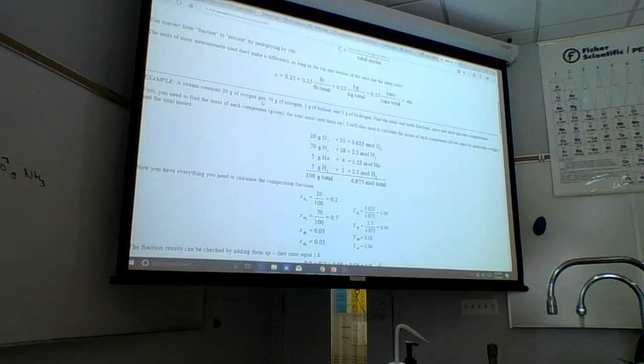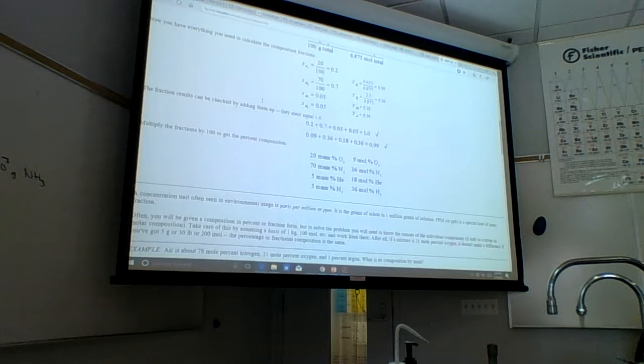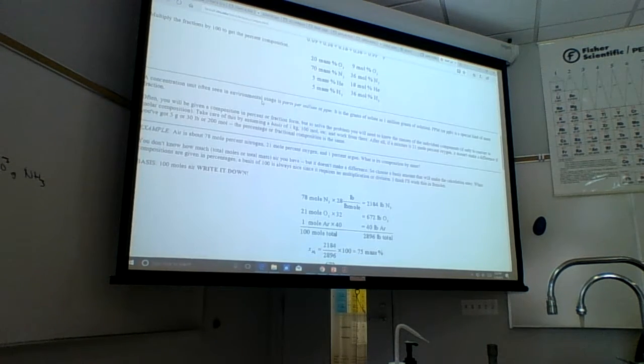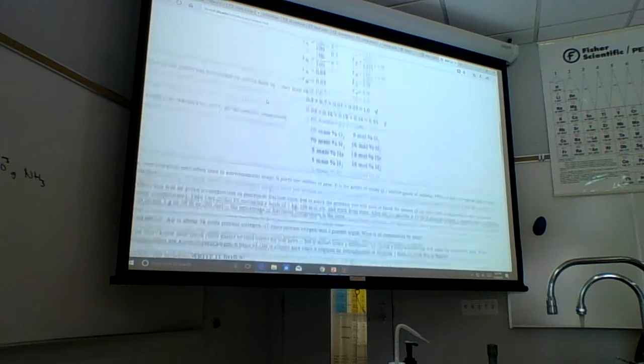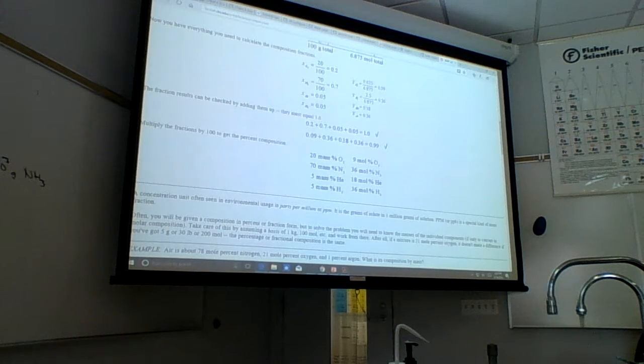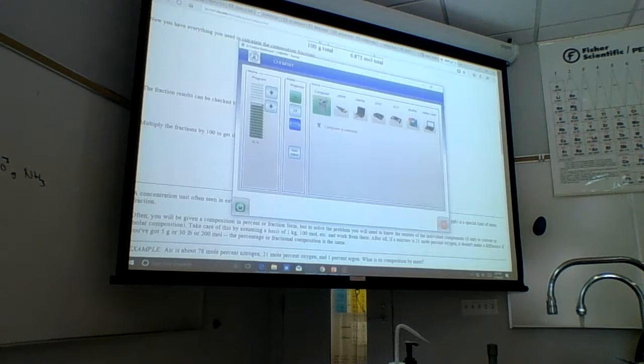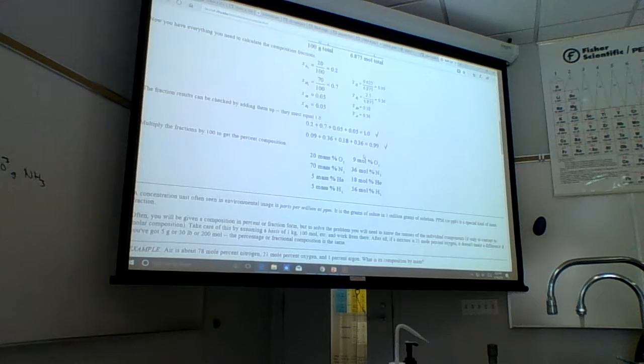So we can express things in terms of mole fraction or mass fraction, or mole percent or mass percent. Let's take a look at this. This is mass percent. What's common for air is mole percent. Percent by mass is not common for air or gases. Percent by mole is common for gases.